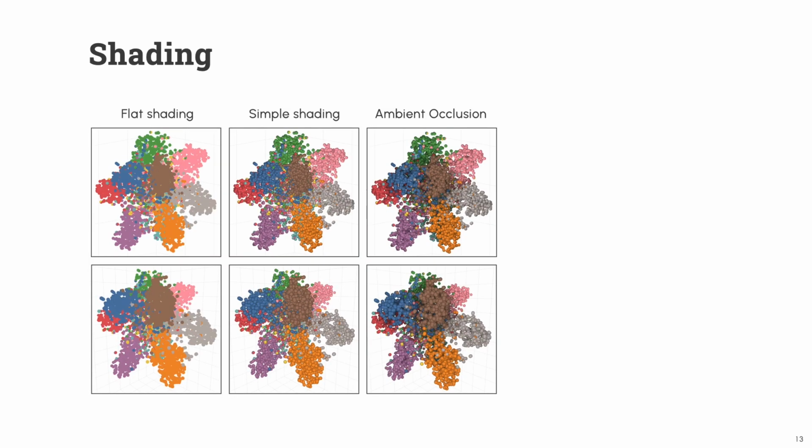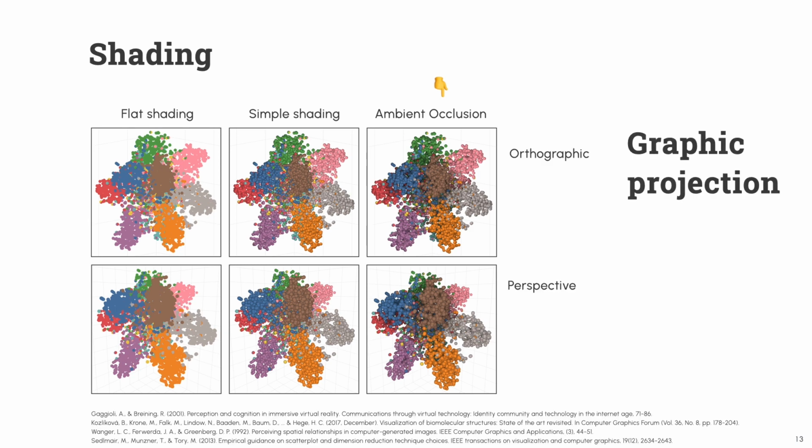The second visual cue we consider is shading. We test flat shading, simple shading, and ambient occlusion. Each adds more visual properties to the scatter plot. We also consider graphic projection, including both orthographic projection and perspective projection. The difference is that in perspective projection, the further spheres are smaller, and size is used as a depth cue.